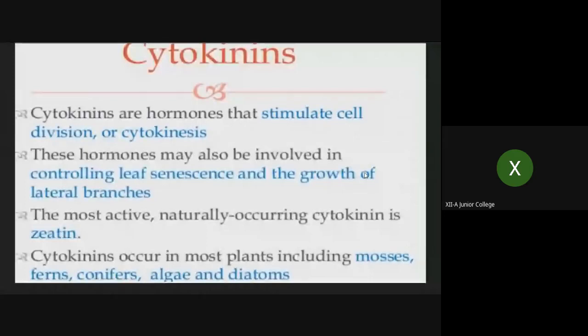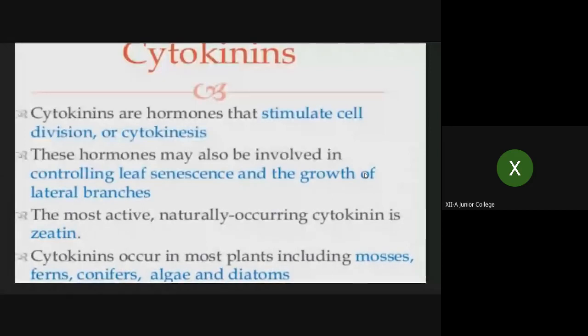These hormones may also be involved in controlling leaf senescence and the growth of lateral branches. The meaning of leaf senescence? In leaves, after a particular period, the amount of chlorophyll is reduced, so the leaf, which is green in structure, changes its color by the reduction in chlorophyll. That is senescence. As the amount gets reduced further, the leaf falls off. Okay. So leaf senescence is controlled by the application of hormones.